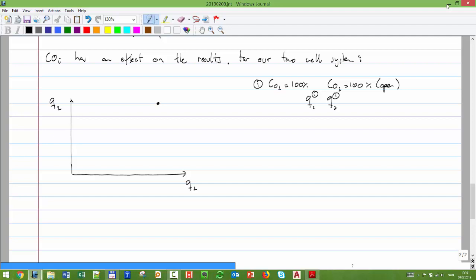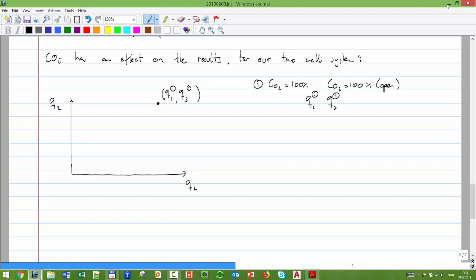Let me make it just more space. This will be Q1 1 and Q2 1. So that's the combination of rates. When I have fully open chokes, that's the combination I should get.